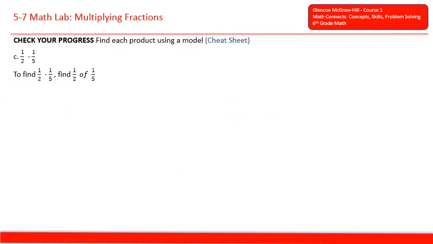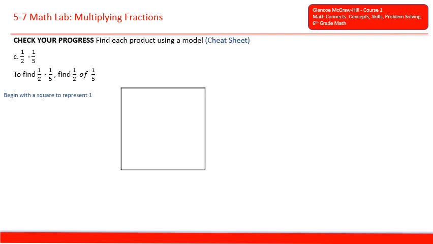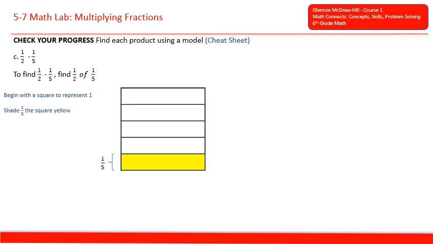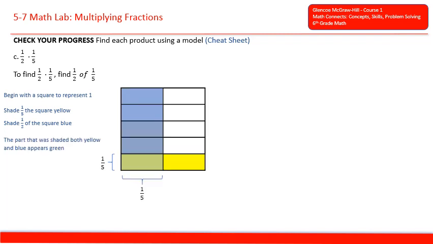1/2 times 1/5. To find 1/2 times 1/5, find 1/2 of 1/5. So we're going to begin with a square that represents 1. And we'll shade 1/5 of the square yellow, and shade 1/2 of the square blue. The part that was shaded both yellow and blue appears green. And 1/10 of the square is shaded green. So 1/2 times 1/5 equals 1/10.